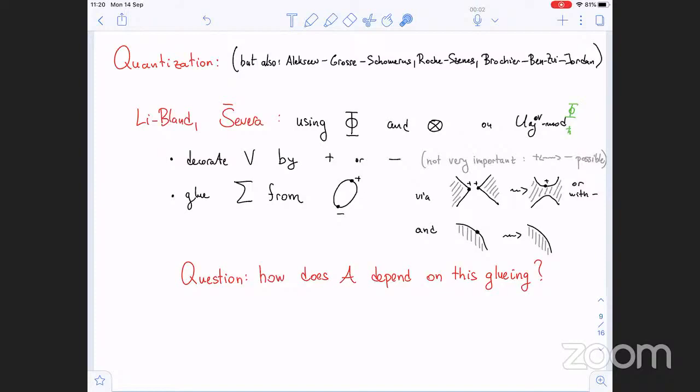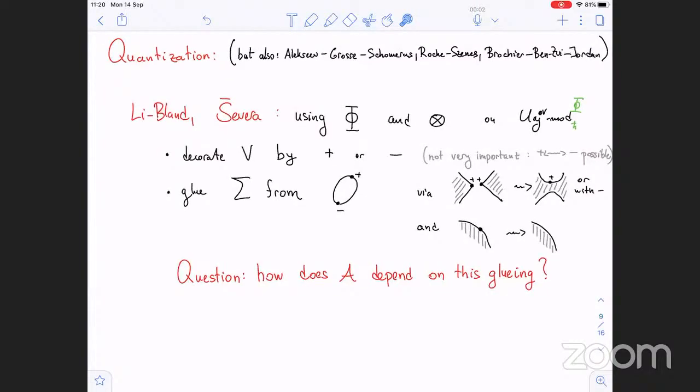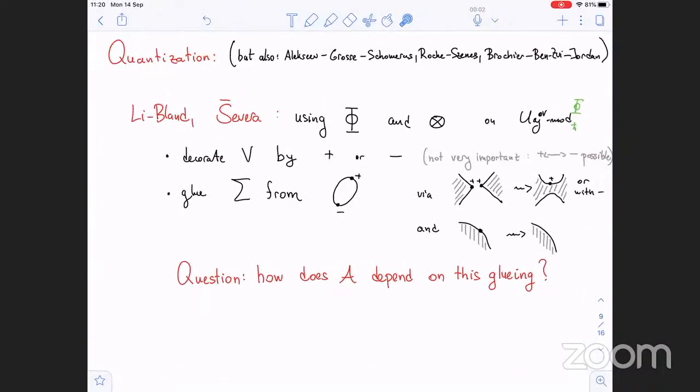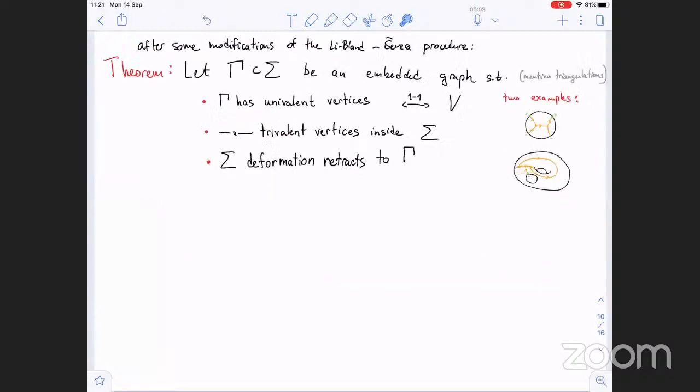And another move you are allowed to do is to forget a point. This is easier, and it just corresponds to quotienting out by the action at that point. Okay, but it looks like there are lots of choices you can make while gluing the surface. So this is a question: how does this category A depend on this gluing?